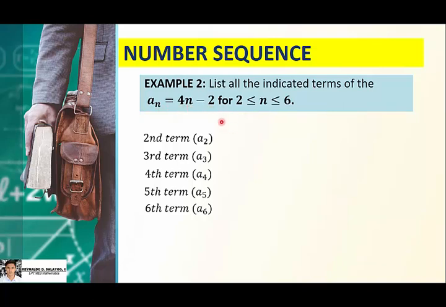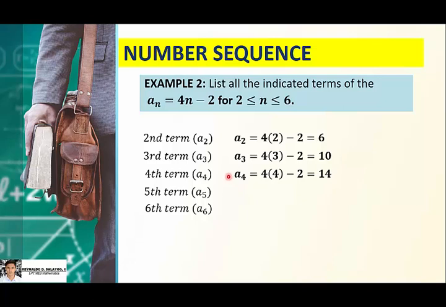Just like the first example, in order to identify the second term, simply substitute the value of our subscript n into the given rule 4n minus 2. So we have 4 times 2, that's 8, minus 2, which gives us 6. Therefore, the second term for this sequence is 6. For the third term, our value of n is 3. So 4 times 3 is 12, minus 2 gives us 10. Therefore, our third term is equal to 10.